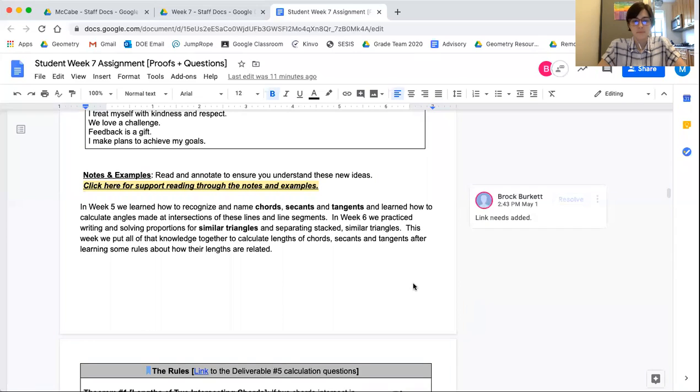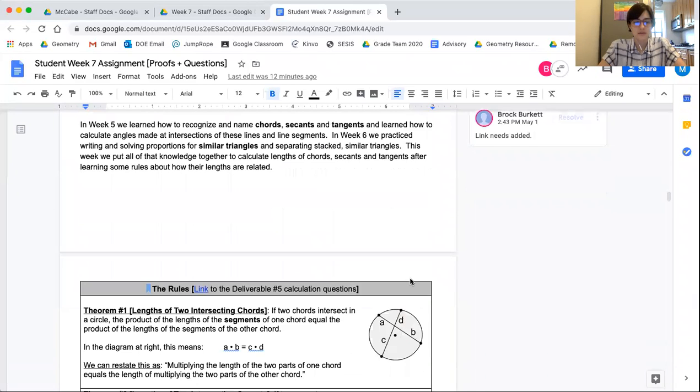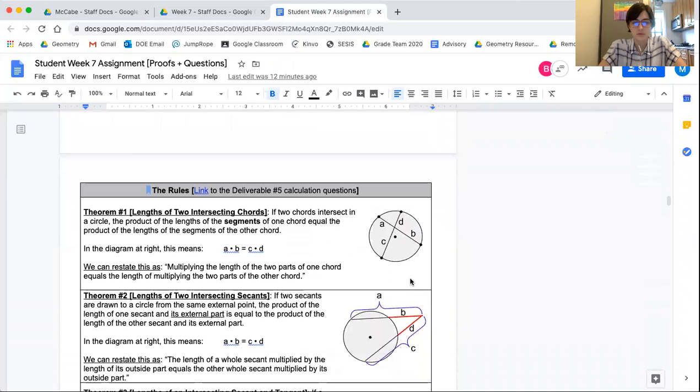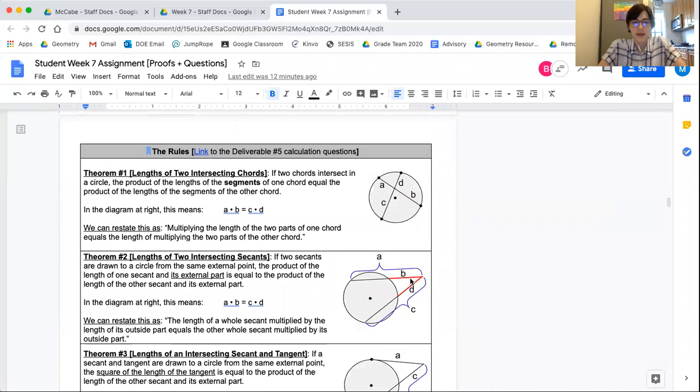Now that you are done with the warm-up, we're going to go ahead and get started looking through the notes. So down here, we get to the notes. This week, we're looking at 5 new theorems. This chart right here, you can read through all 5 theorems.